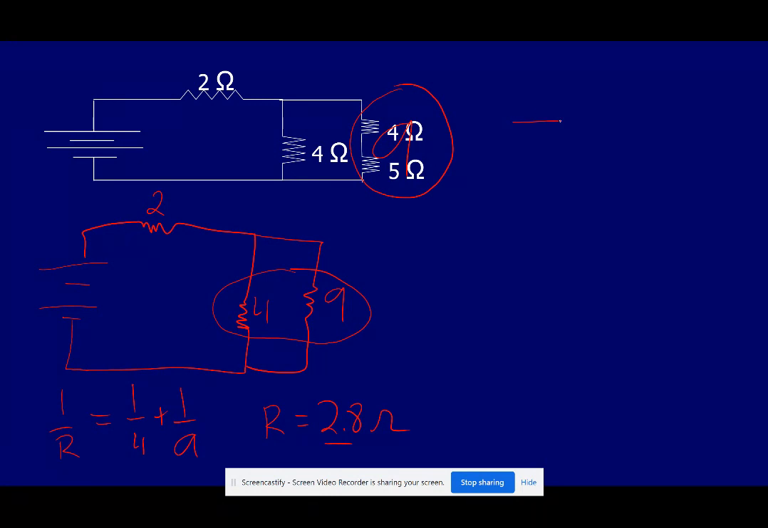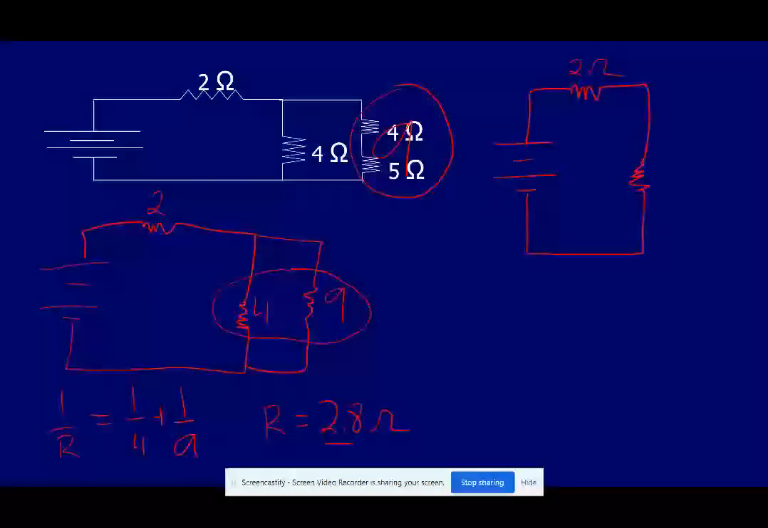I'm going to redraw this one more time. You guys don't have to keep redrawing these over and over, but just to show you where we're at. I've taken the 4 and the 9 and turned it into one resistance. So now I've got a 2 ohm resistance still at the top, haven't touched it yet. I took the 4 and the 9 and made it into a resistance of 2.8.